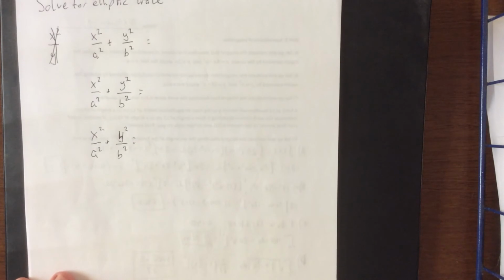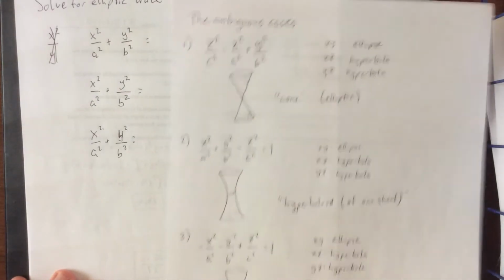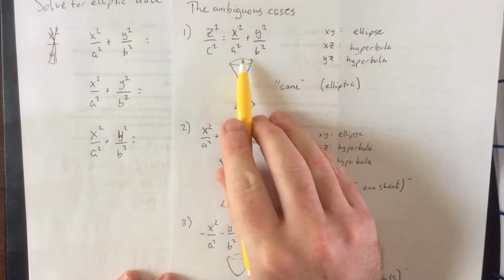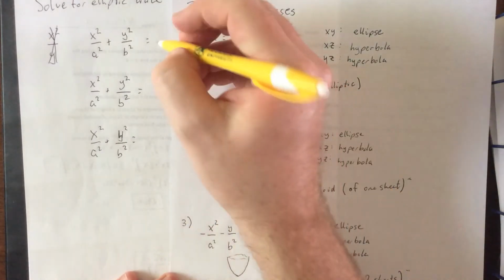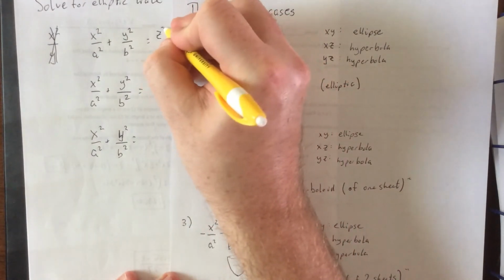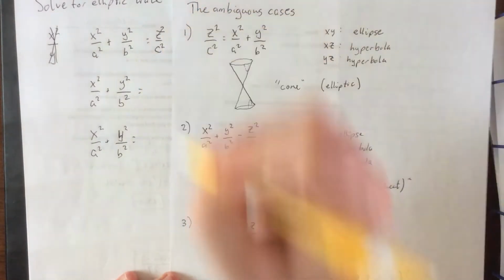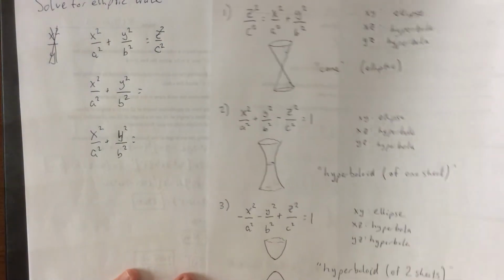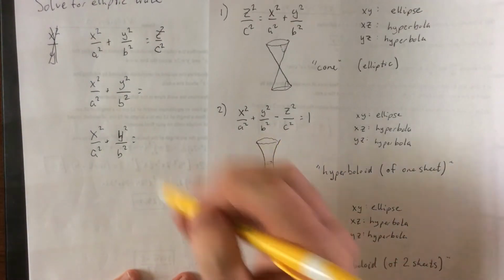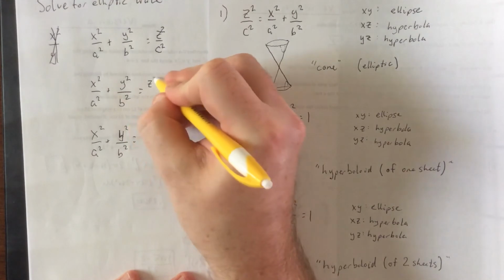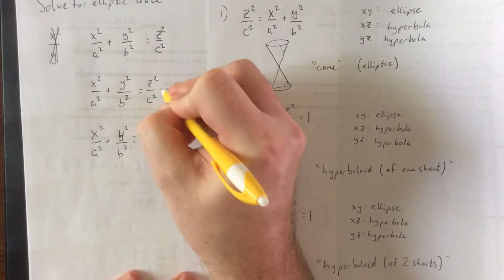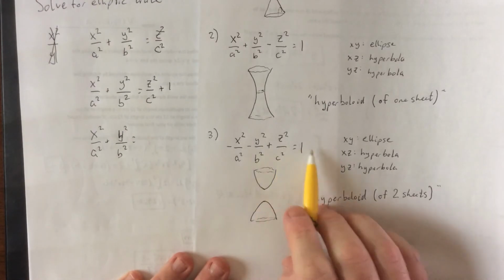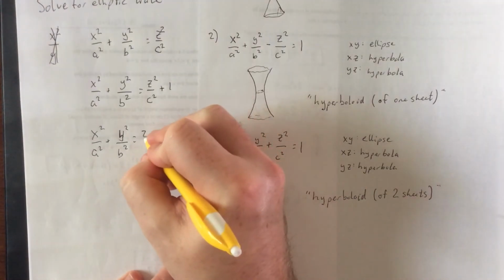Now, we'll do a quick little side-by-side with the previous sheet. The cone is already in that form, so we'll just go ahead and copy down z squared over c squared. In the second case, I would be adding this over to the other side, so this would be z squared over c squared plus 1. And in the last case, I would need to move it over to the other side and then multiply both sides by -1.